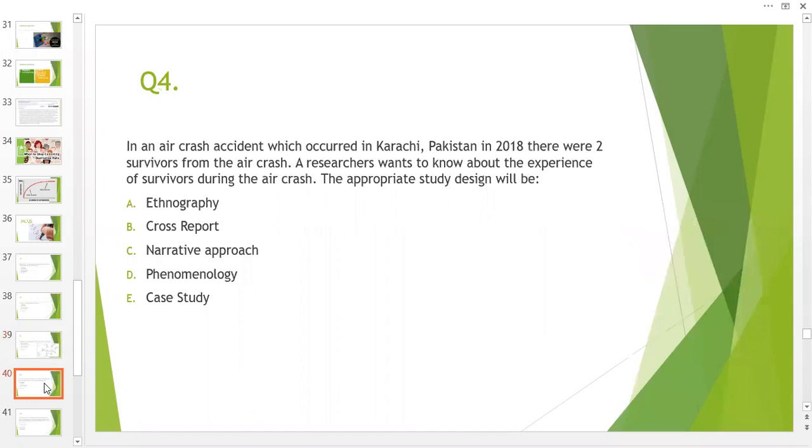In an air crash accident which occurred in Karachi in Pakistan in 2018, there were 2 survivors from the air crash. A researcher wants to know about the experience of survivors during the air crash. The appropriate study design will be A. Phenomenology. The correct answer is phenomenology, A, because the participants have experienced the phenomena of interest.